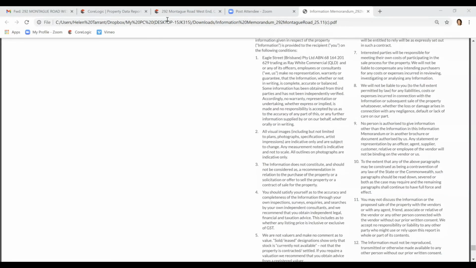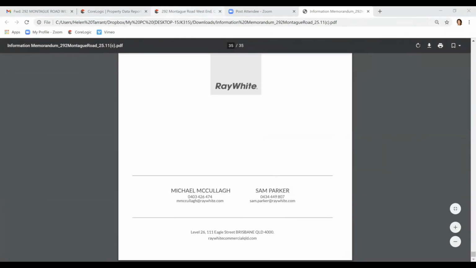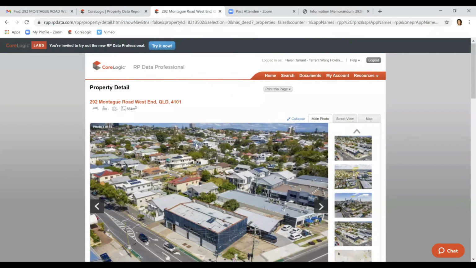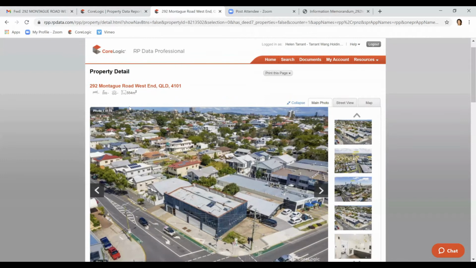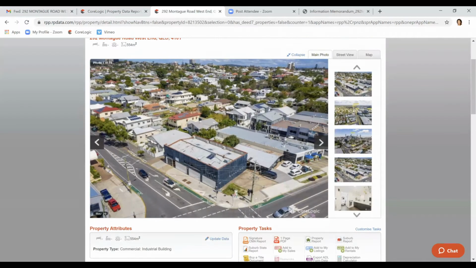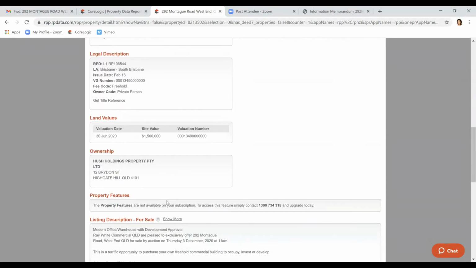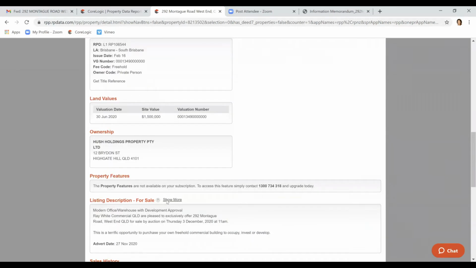So one thing I look at is what this property was sold for a little while ago. It was bought in 2016 for just under $2 million. The site valuation is really important. The land value is actually quite high, which signifies that the area is growing. The land value is increasing, so that's a good sign. So it's reasonably valued at 1.5, which is why you have to pay land tax on it.